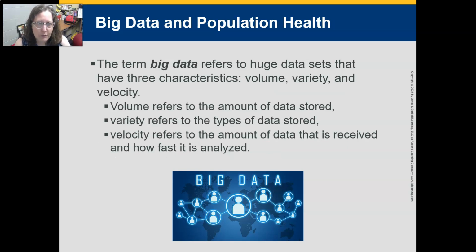So the term big data refers to huge data sets that have 3 characteristics: volume, variety, and velocity. Volume refers to the amount of data stored, so lots and lots and lots of information. Variety refers to the types of data stored. And velocity refers to the amount of data that is received and how fast it is analyzed. So how fast it's moving, can you get real-time data and analytics of your big data.